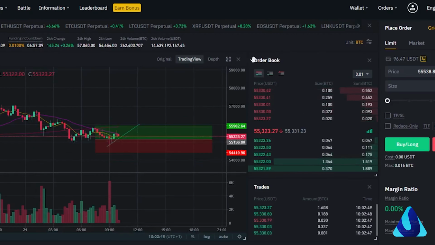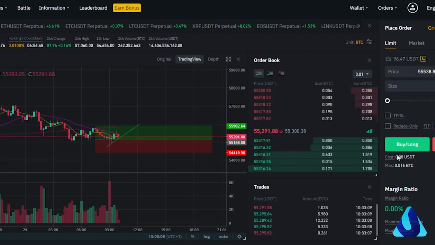Then we have the order book. So these are the orders that are currently sat pending to be executed, or let's call them open orders, that will eventually be positions. And down here are the trades that are coming through on the market, so which positions are being hit.